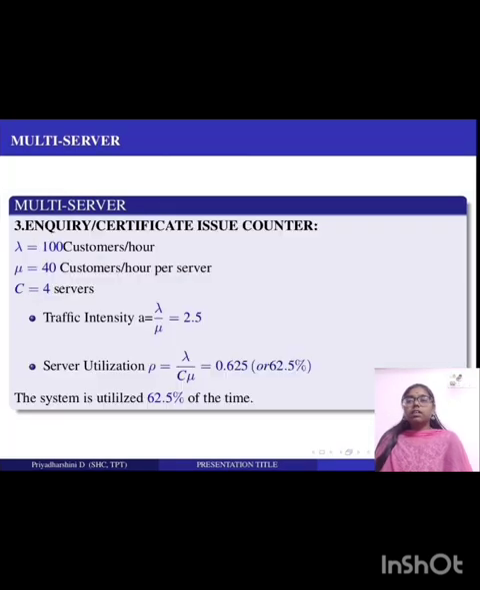And the third one is the inquiry certificate issue counter. Lambda is equal to 100 customers per hour, mu is equal to 40 customers per hour, and C is equal to 4 servers. Traffic intensity A is equal to lambda by mu, which is 2.5, and the server utilization formula is rho is equal to lambda divided by C mu. We substitute the values of lambda, C, mu, and we get 62.5 percent. So the system is utilized 62% of the time.